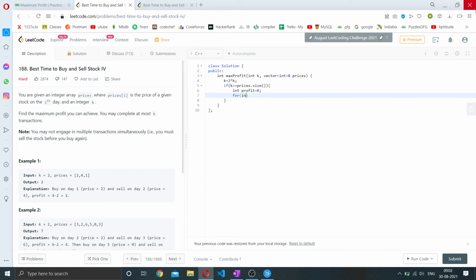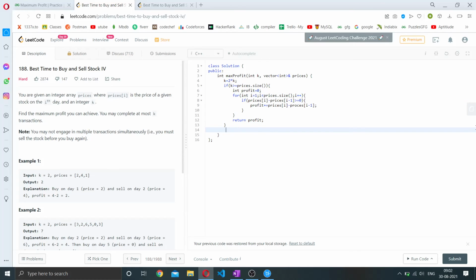We will traverse the whole prices array, prices dot size, and we have to check if prices of i, the current day, minus the prices of the previous day is greater than or equal to 0. Then we will just increment our profit by prices of current day minus prices of previous day. And in the last, we just have to return profit, and we have to start from the first day.